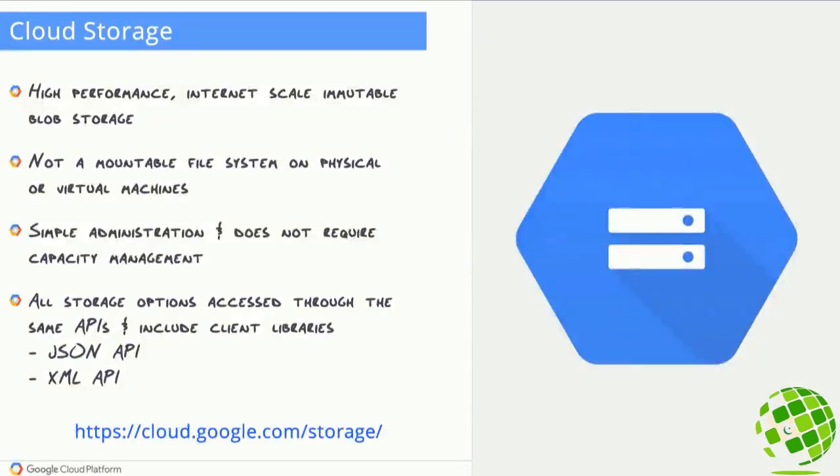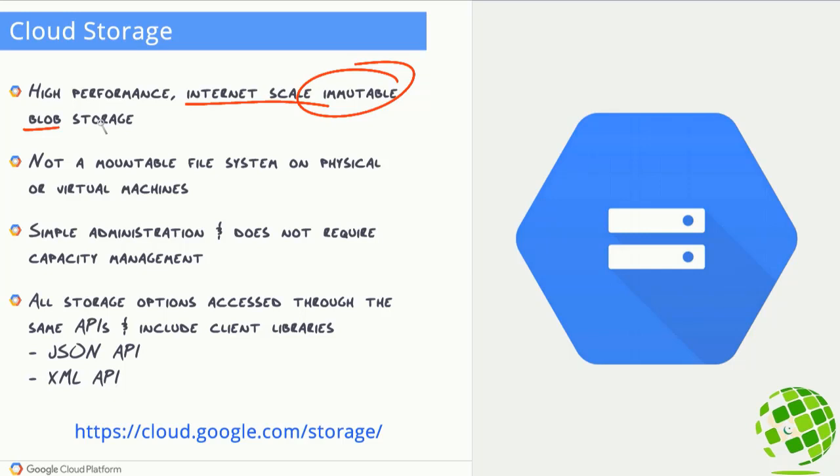So cloud storage is our high performance, internet scale, immutable blob storage. Basically what that means is there's no limit to the number of objects or the size of these objects we can put in cloud storage. Immutable means we can't modify these objects, right? It's create and delete, or in the case of an overwrite, a delete then a create. And blob means binary large objects, essentially unstructured data.